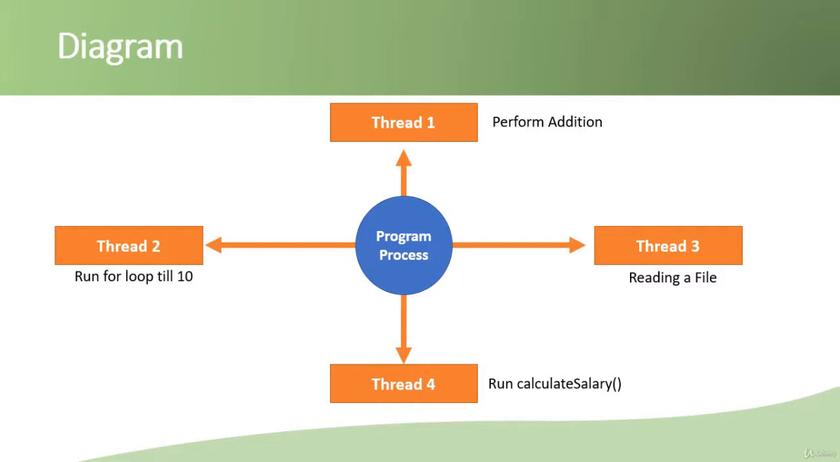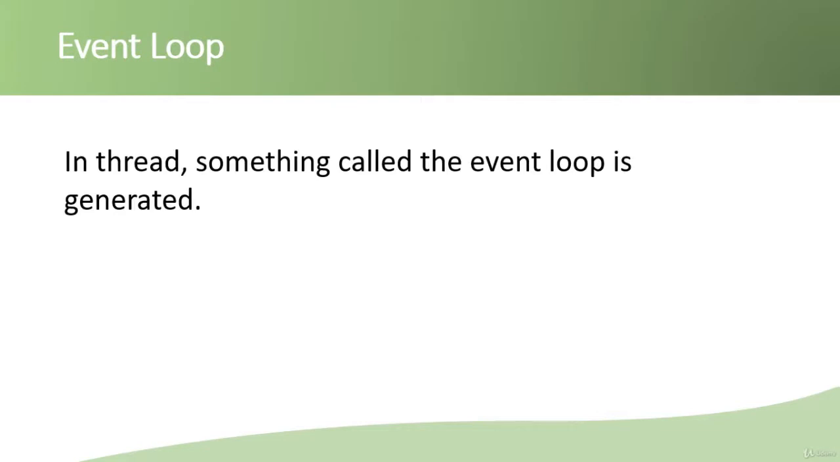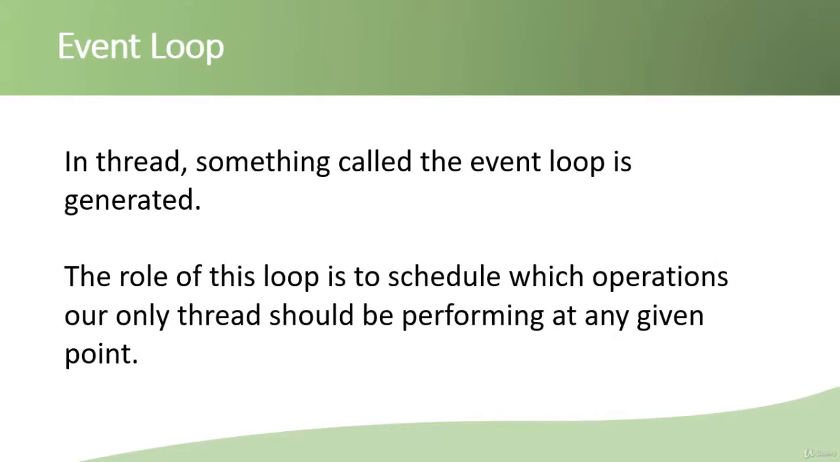Now let's discuss the event loop. In a thread, something like an event loop is generated. The role of this loop is to schedule which operations our only thread should be performing at a given point. In simple words, the event loop is a mechanism that takes callback functions, which we discussed in our previous video, and registers them to be executed at some point in the future. Basically, the event loop takes all the callbacks of the program and registers them, and whenever that process is completed, the callback is called automatically in the future. This is the main concept of the event loop.